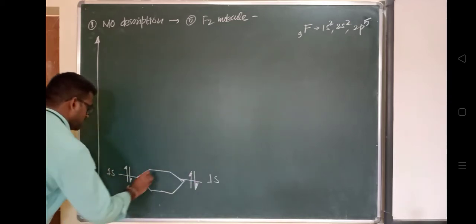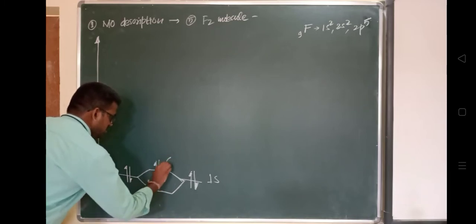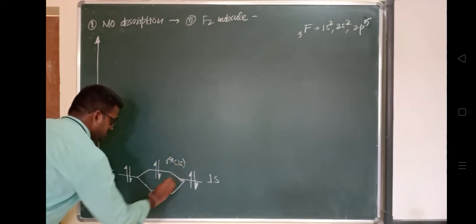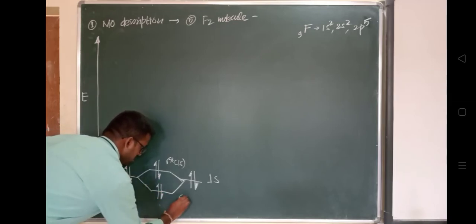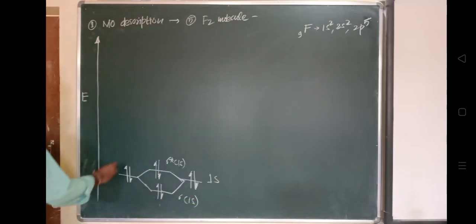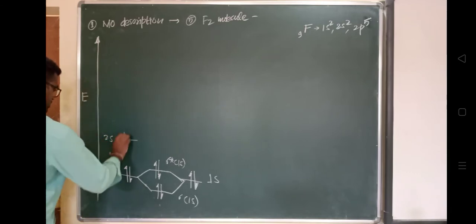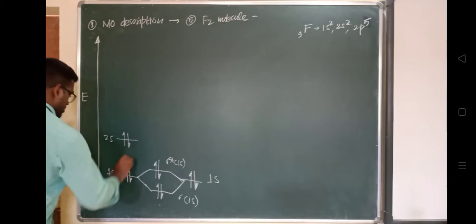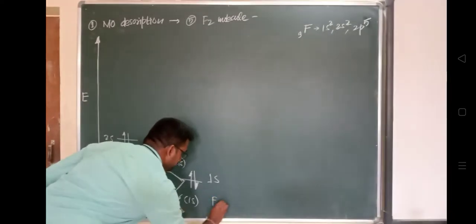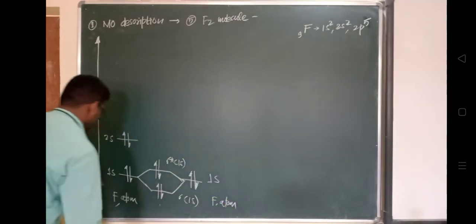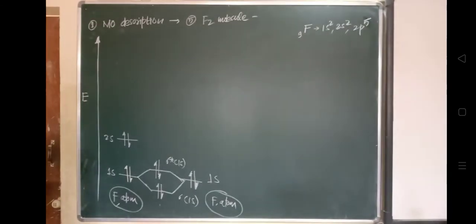They will form one bonding and one anti-bonding molecular orbital: sigma star 1s, and the sigma 1s bonding molecular orbital. The next one is the 2s orbital. This is one fluorine atom and this is another fluorine atom. These two fluorine atoms get combined to form this F2 molecule.